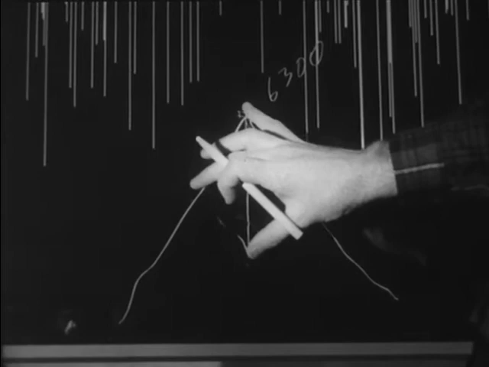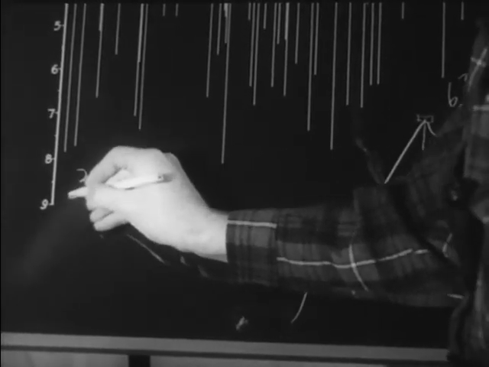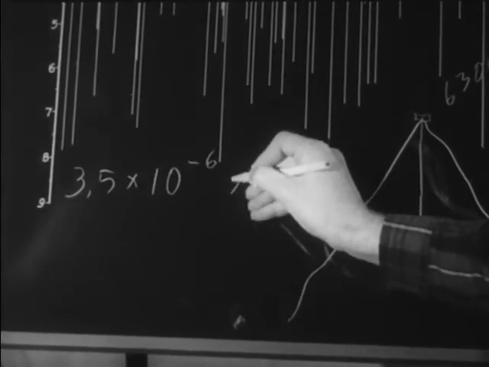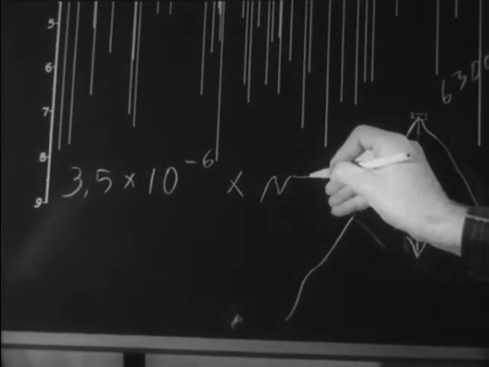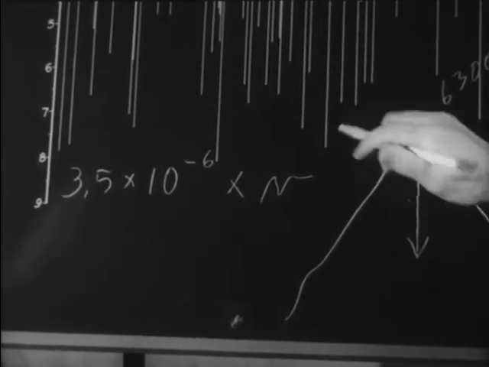Now, how far would that have been? It would have gone a distance, 3.5 times 10 to the minus 6 seconds times its speed, V. So in order to know just how far it would have gone before decaying, we need to know its speed, V.